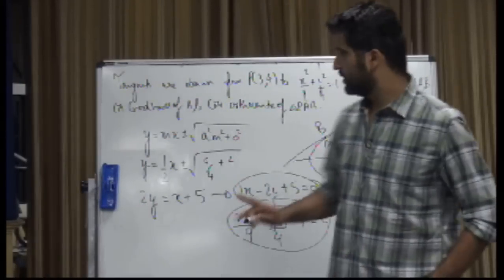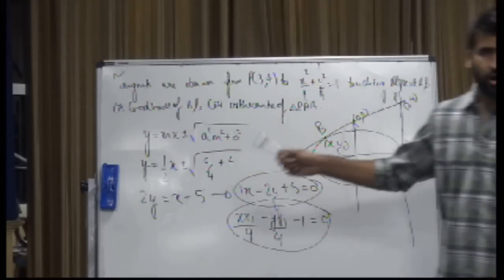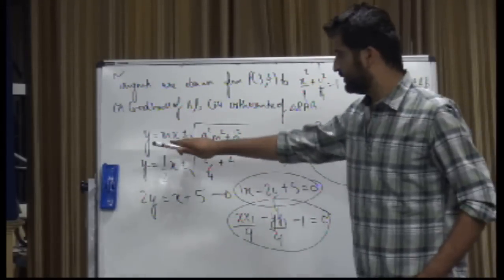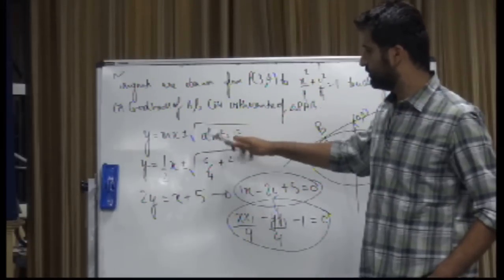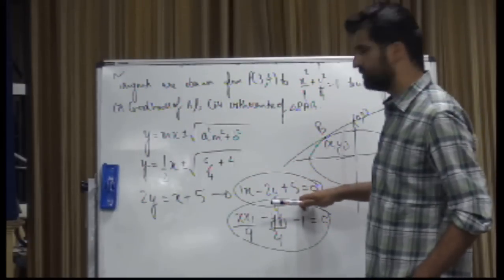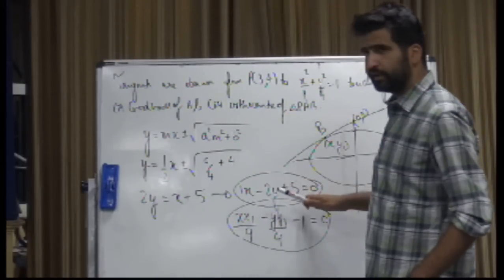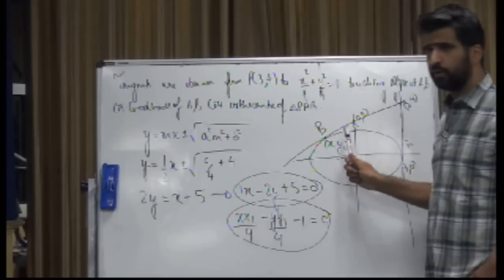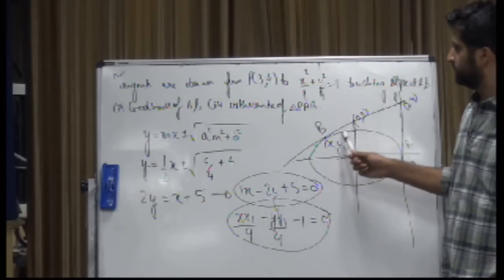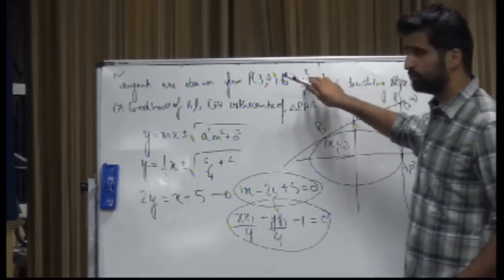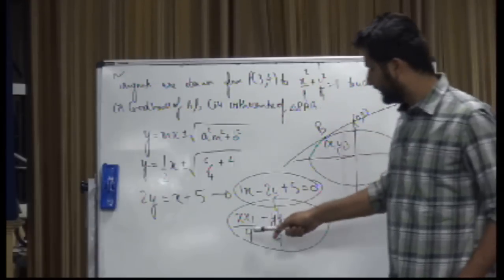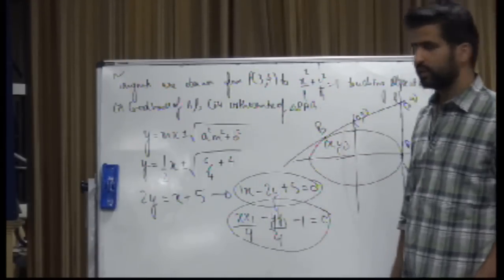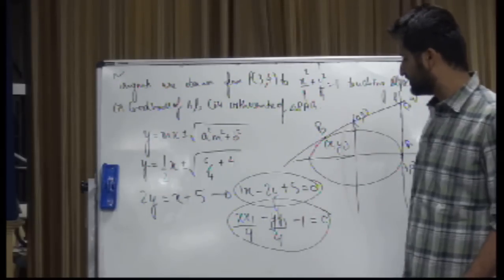So first we wrote the equation of the tangent in slope form. We know the slope, we just found it. Slope is equal to half. We know a square, we know b square. We finally get this equation, x minus 2y plus 5 is equal to 0. Now in the Cartesian form, if you know the point x1 comma y1, you can replace x square with xx1, y square with yy1, right? And you get this equation, xx1 upon 9 plus yy1 upon 4 is equal to minus 1.